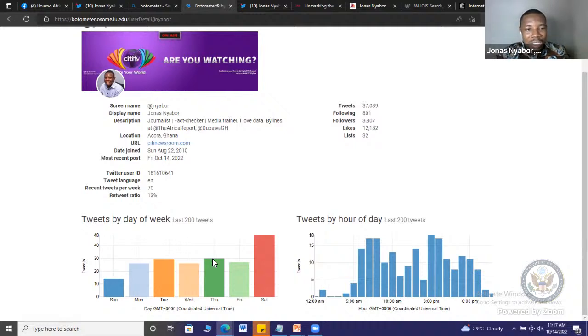As you can see from mine, Saturday is the most active of them. So that's it for the Botometer. Very useful, the number of tweets per day, and of course the username as well.